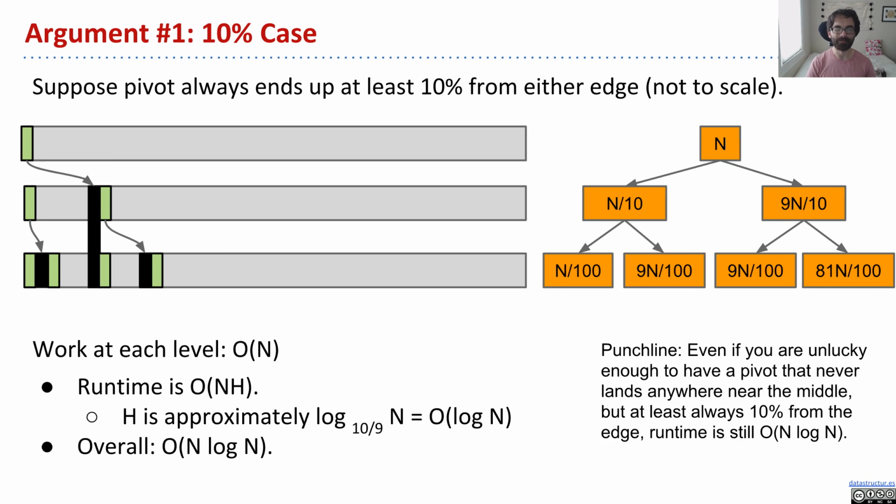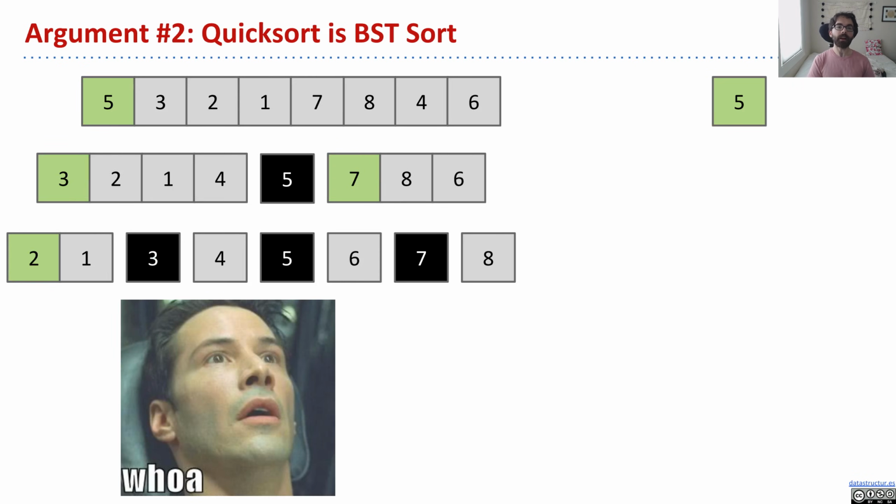Now, approach number 2 is to make the observation that Quicksort is really BST sort. So this is kind of a whoa moment. This is something I did not fully appreciate till I taught this class probably 4 times. So it's a little tricky. I still haven't found the right explanation for it, but we'll try.